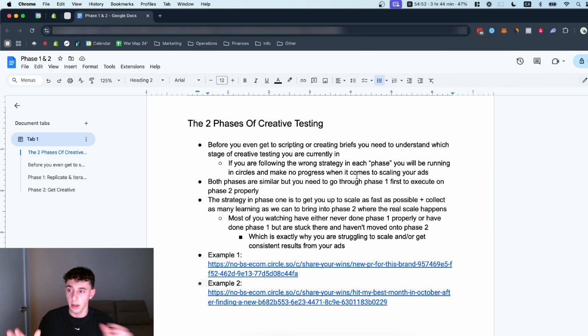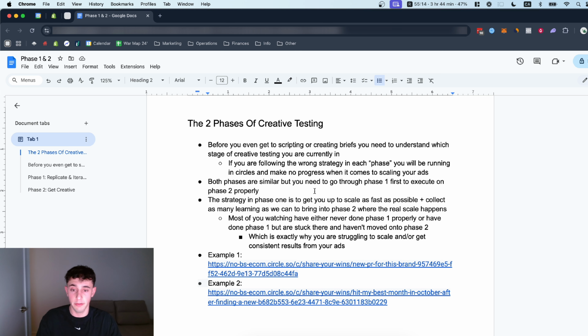I see this a lot where people think they're in phase one, but they should be in phase two, or people are trying to do phase two, but they should be in phase one. If you're not testing properly, following the proper strategy for each phase, you'll simply be running in circles, and it will prevent you from scaling and from getting consistent results. Both phases are similar, but you need to go through phase one first to execute on phase two properly.